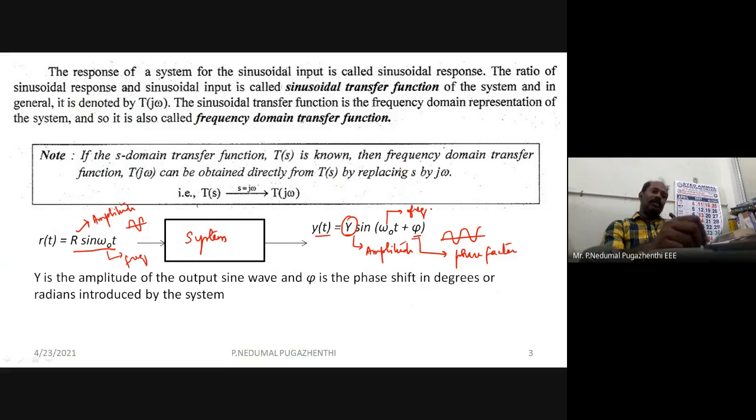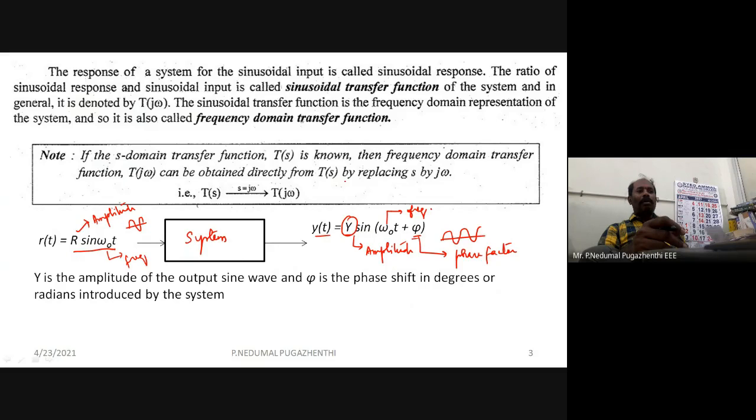So what is a sinusoidal response? Generally we say if your input is a sinusoidal wave, or a sinusoidal component is present in the input, then your output will also have a resemblance of that. A sinusoidal component is supplied to a system, so we call that response a sinusoidal response.